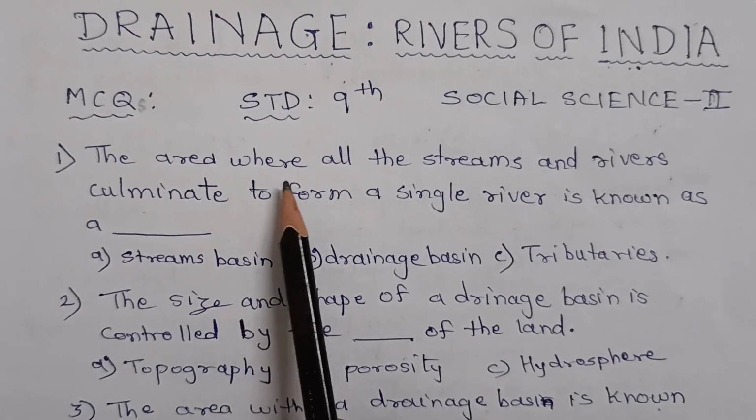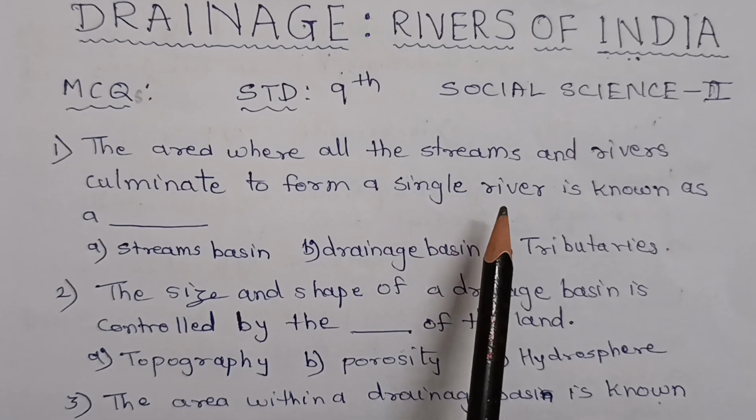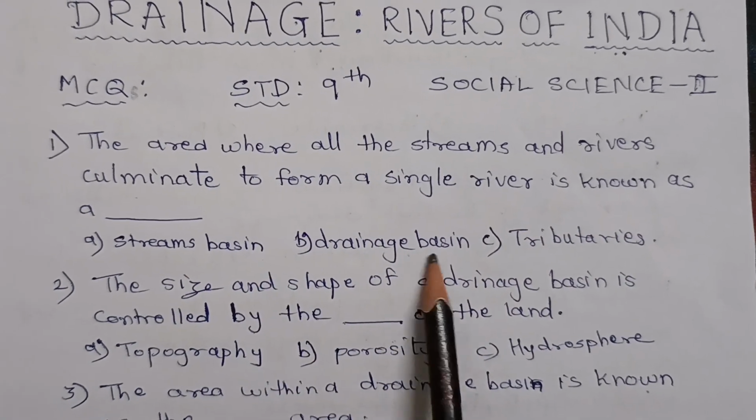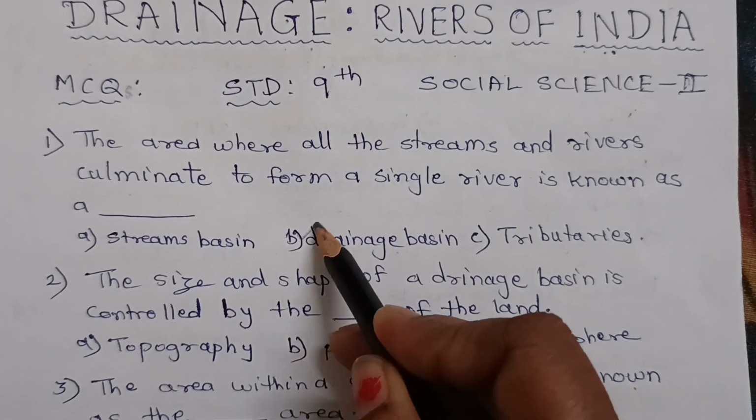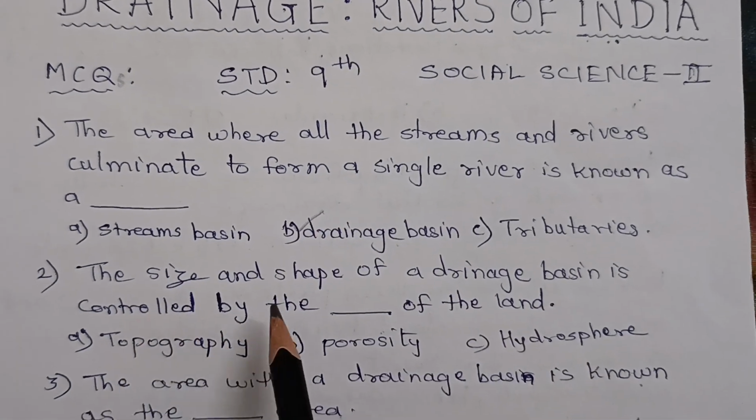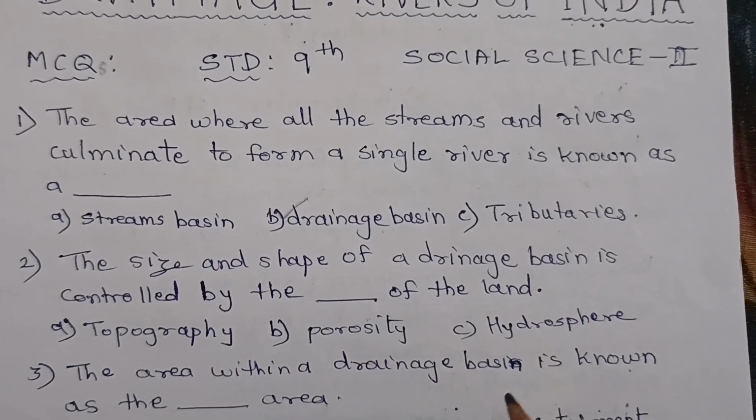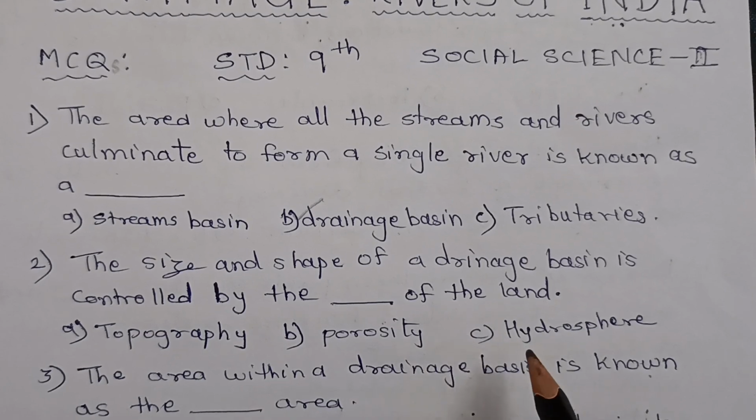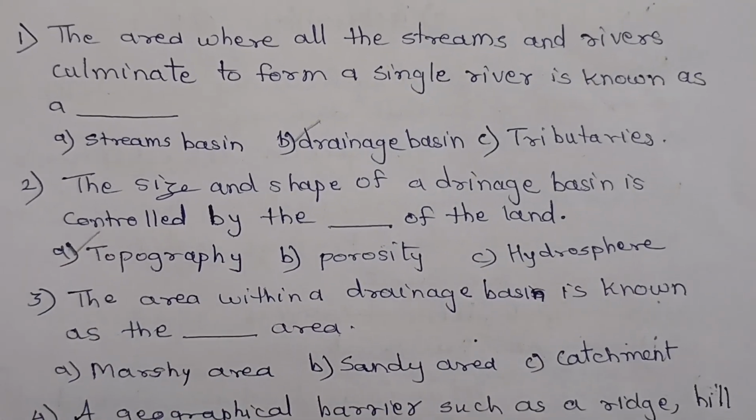First, the area where all the streams and rivers culminate to form a single river is known as dash. Options: streams basin, drainage basin and tributaries. And the correct option is drainage basin. Second, the size and shape of the drainage basin is controlled by the dash of the land. Options are topography, porosity, hydrosphere, and the correct option is topography.